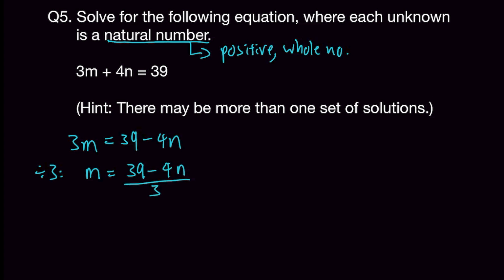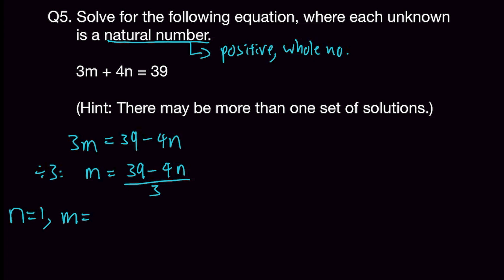Right now we just want to try out different values of n to make sure that our answer for m is a positive whole number. So we will just cycle through some values of n and see how it goes. For example, you can try n equals 1. So what happens when n equals 1?